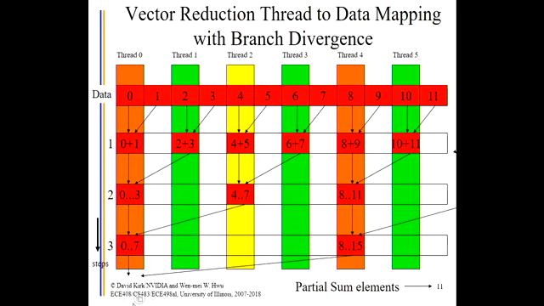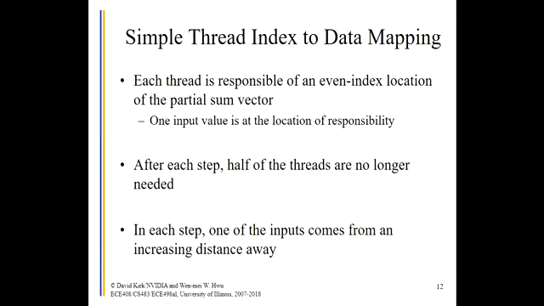Thread 0 is going to be active all the time, and thread 1 will be only active in step 1, and then it will become inactive. Thread 2 will be active for 2 steps, and then it will become inactive, right? So this is going to be important when we analyze the efficiency of the execution.